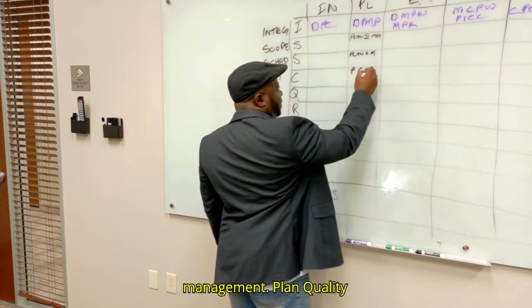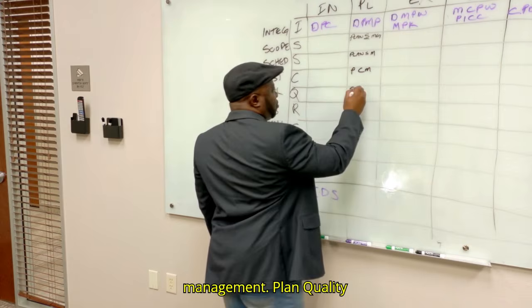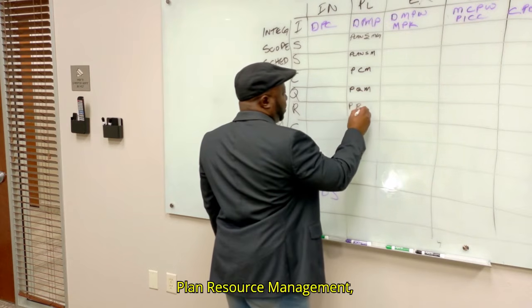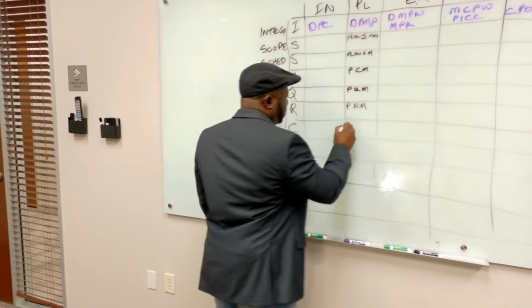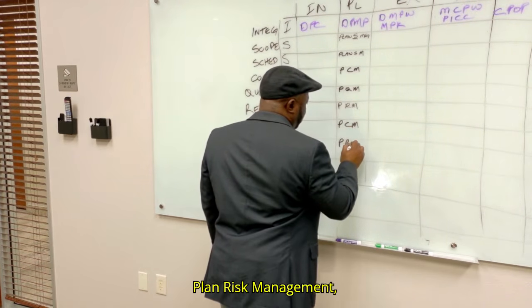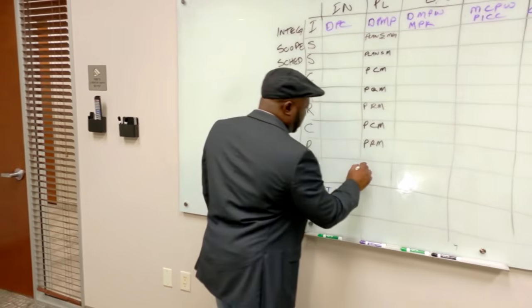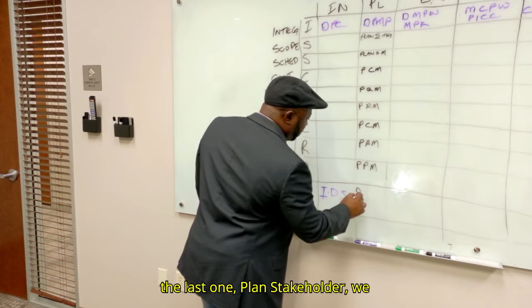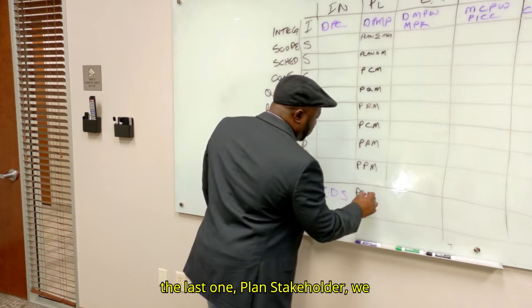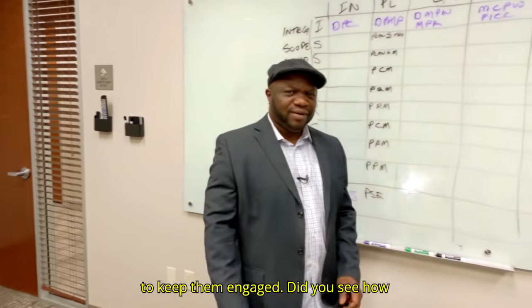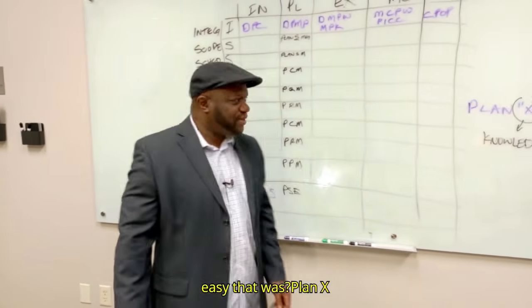Plan cost management, plan quality management, plan resource management, plan communications management, plan risk management, plan procurement management, and the last one, plan stakeholder, we say engagement because we're planning how to keep them engaged. Did you see how easy that was?